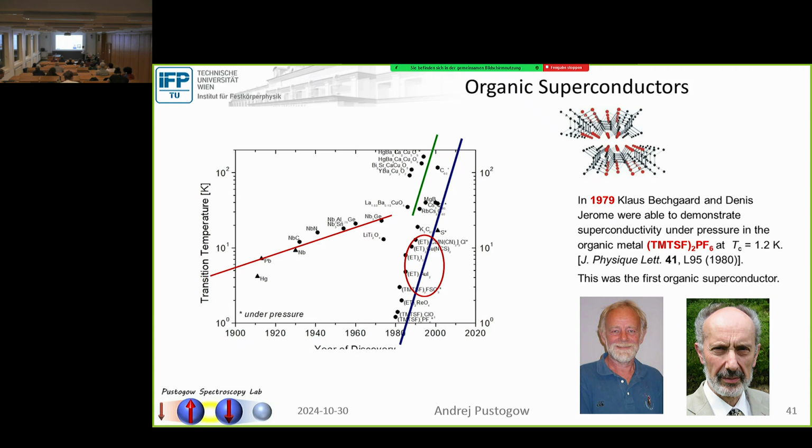And yeah, the very first organic superconductor which was discovered was this quasi one-dimensional material, TMTSF2PF6, which showed under pressure a TC of 1.2 Kelvin. So Bechgaard and Jerome were the people who discovered it. And since then, many materials which are rather similar to them have been discovered. Here's this first measurement. So you see under pressure that superconductivity occurs below.